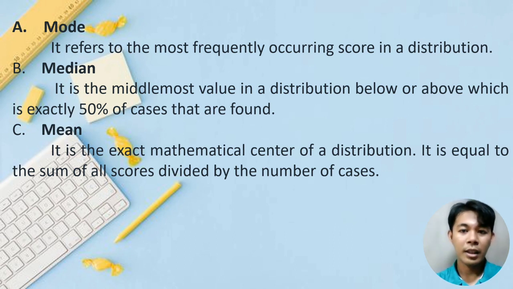So mean. Mean. It is the exact mathematical center of a distribution. It is equal to the sum of all scores divided by the number of cases. So mean is the average of a data set.